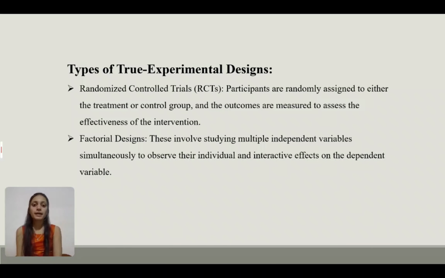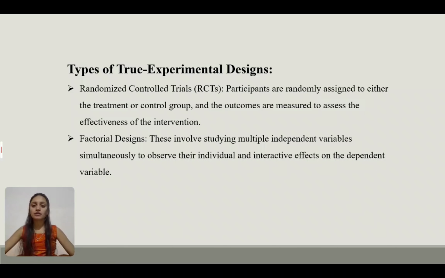That means participants are randomly assigned to either the treatment or control group, and outcomes are measured to assess the effectiveness of the intervention. The second one is factorial design. This involves studying multiple independent variables simultaneously and observing their individual and interactive effects on the dependent variable.